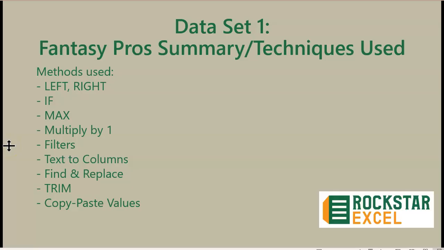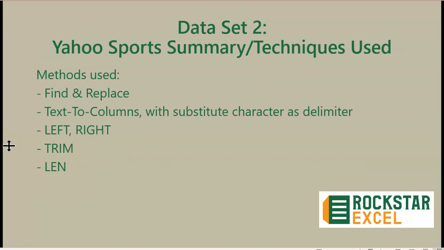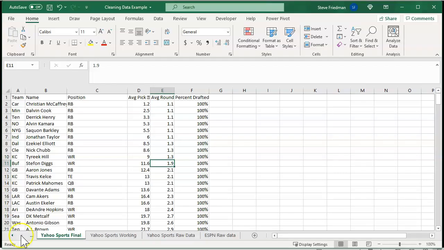To review, the methods we used here were find and replace, text to columns with the substitute character as a delimiter, LEFT, RIGHT, TRIM, and LEN. The next spreadsheet to clean up is from ESPN.